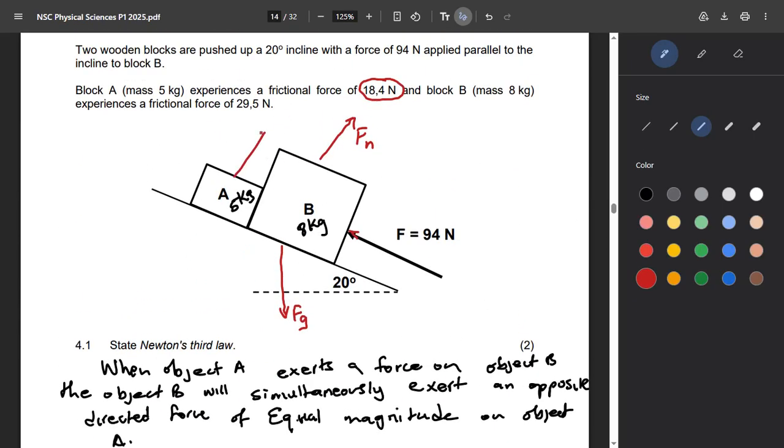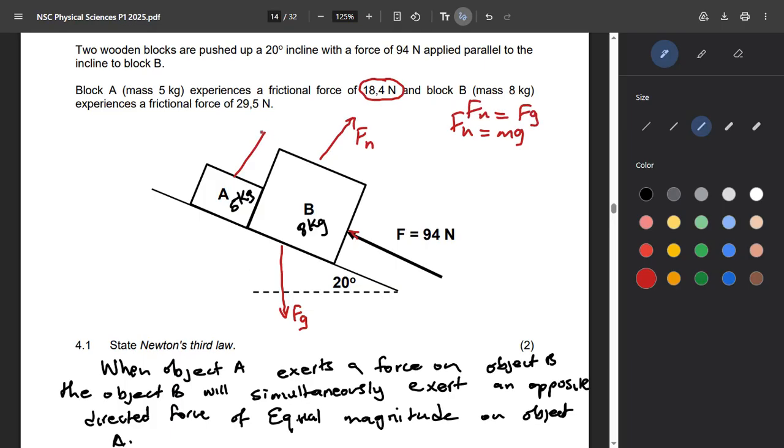Normal force, remember, most of the time we used to say normal force is equal to mg, it's equal to the weight. But this object is on an incline. It's not just the weight, but it's the Fg perpendicular. Remember, this is like saying Fn is equal to Fg, right?